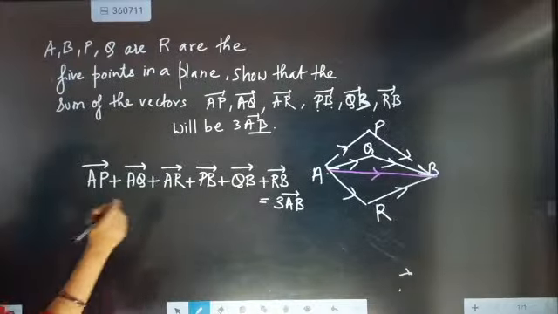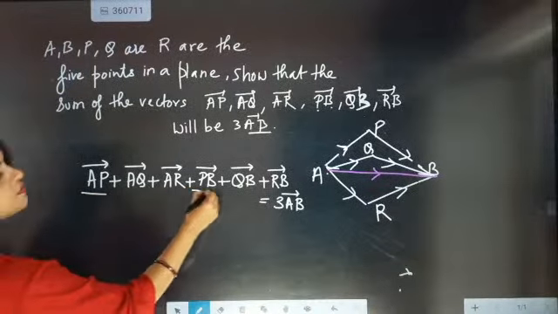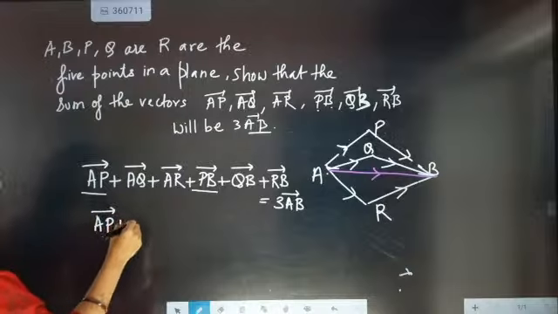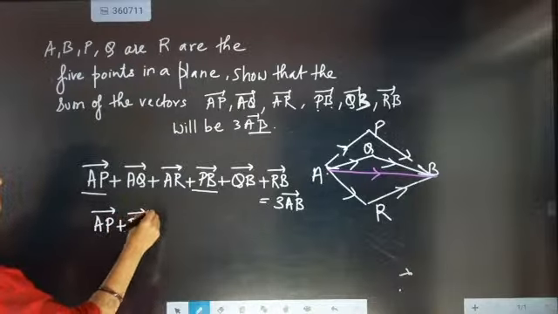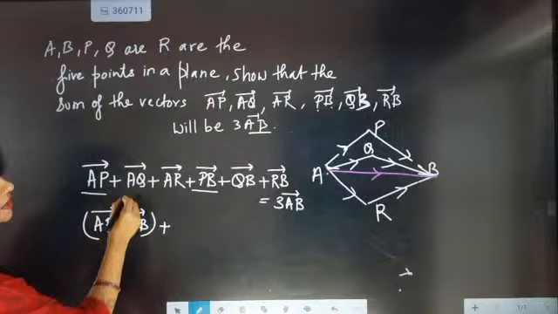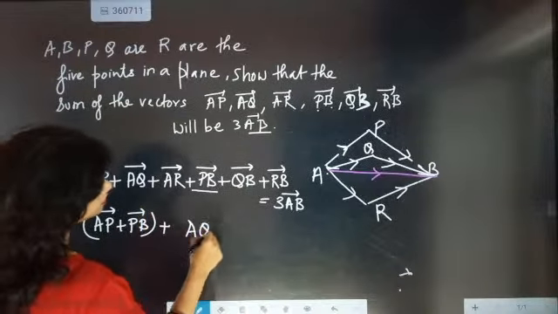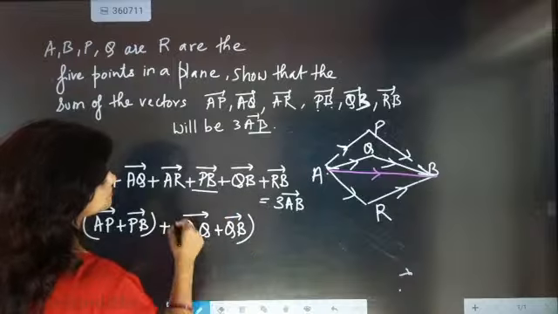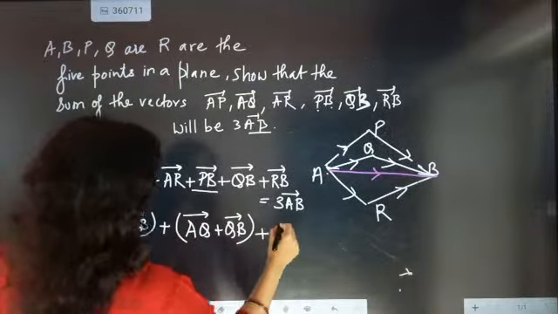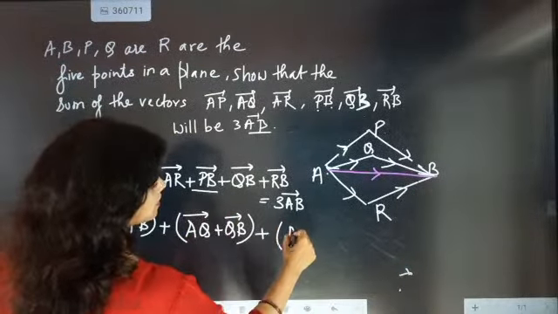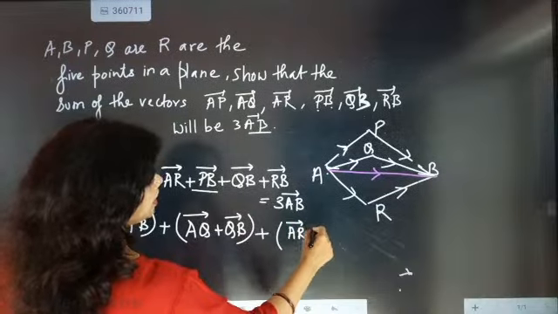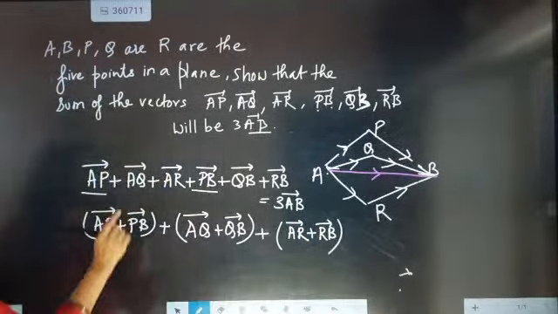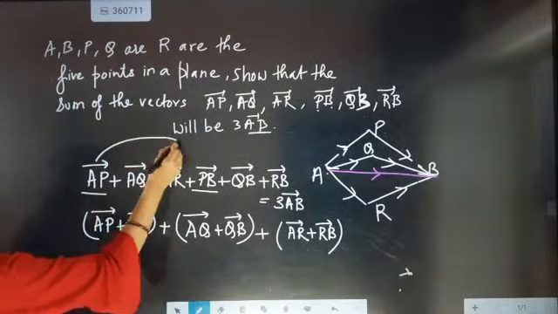Fine. So now first I am going to take AP and PB. AP plus PB in bracket. Then AQ plus QB. AR plus RB. I have just taken which one is exactly matching with this.